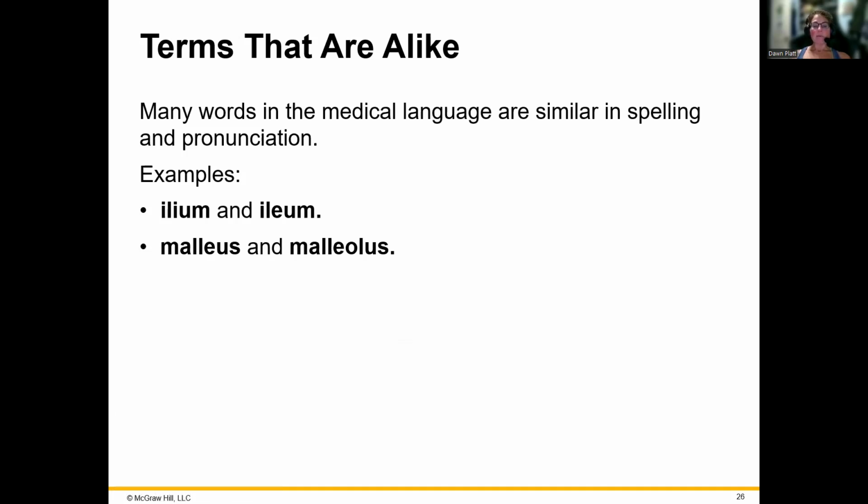And then we have some terms that are alike, where you'll have to identify the differences. You can see the spellings are different. So we have ilium and ileum. Those are two different things. And malleus and malleolus, which are two different things in the body. So take a look in your book and see if you can identify what an ilium is in comparison to an ileum, and what a malleus is in comparison to a malleolus.